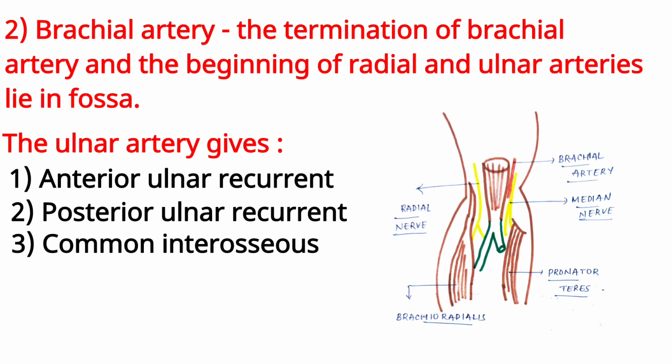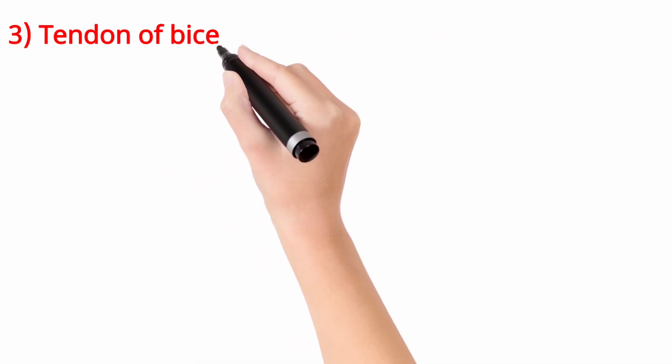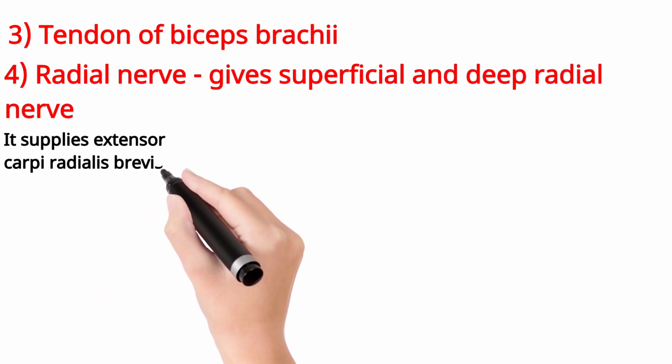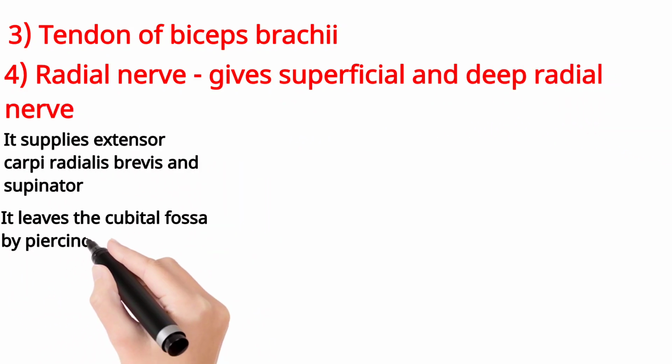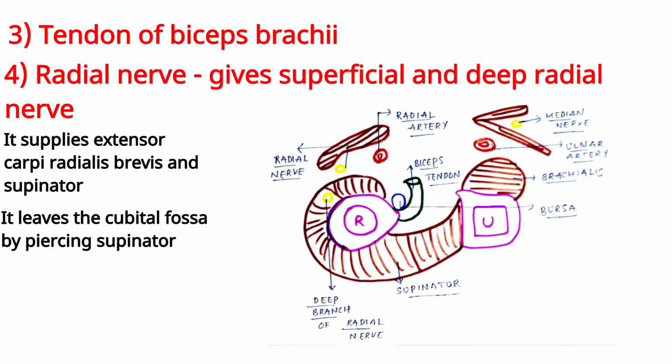Okay. The ulnar artery gives three branches in the cubital fossa. Those three branches are anterior ulnar recurrent, posterior ulnar recurrent, and common interosseous artery. Common interosseous artery again gives anterior and posterior interosseous artery. See, these arteries form anastomosis around the elbow joint to supply the elbow joint and structures surrounding it. Okay, so these arteries are very important.